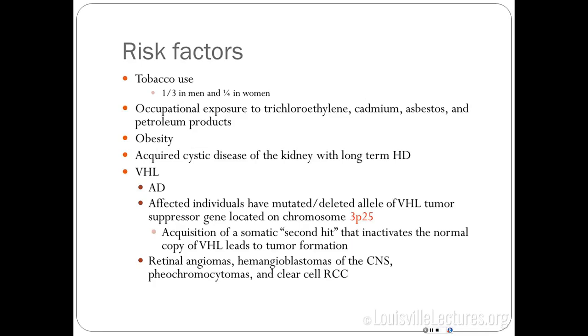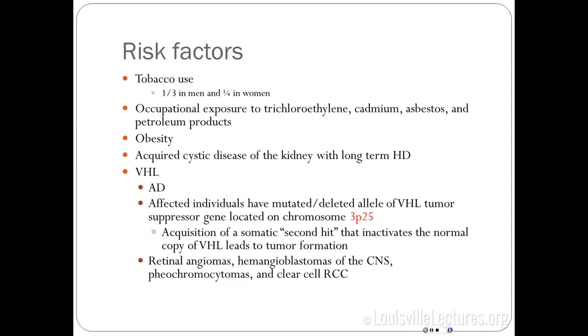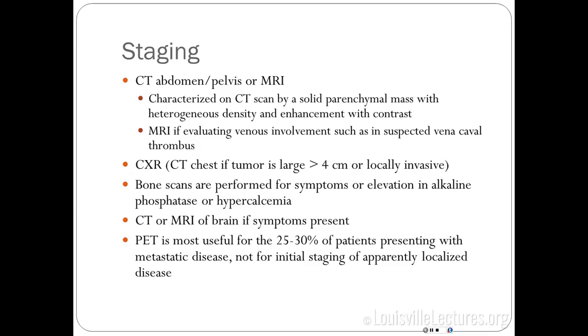So, this is usually present on the boards in some form, that it affects chromosome 3. It's either a mutation in chromosome 3, and these individuals actually get a second hit that leads to development of retinal angiomas, cerebral hemangioblastomas, things like that, pheochromocytomas, and clear cell renal cell carcinomas. The vast majority of renal cell carcinoma is clear cell, so for the rest of this discussion, when we talk about treatment, most trials were designed to look at clear cell, so we'll be limiting our discussion to clear cell. So how do we stage renal cell carcinoma?